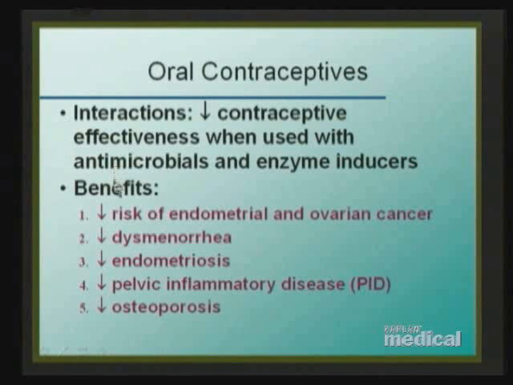Are there benefits to oral contraception besides the fact of not being pregnant? Well, oral contraception decreases the risk of endometrial and ovarian cancer. This is the protective role of the progestins. It decreases dysmenorrhea, endometriosis, decreases the risk of PIDs by changing the pH of vaginal secretions, and decreases osteoporosis. That's due to the estrogen moiety.